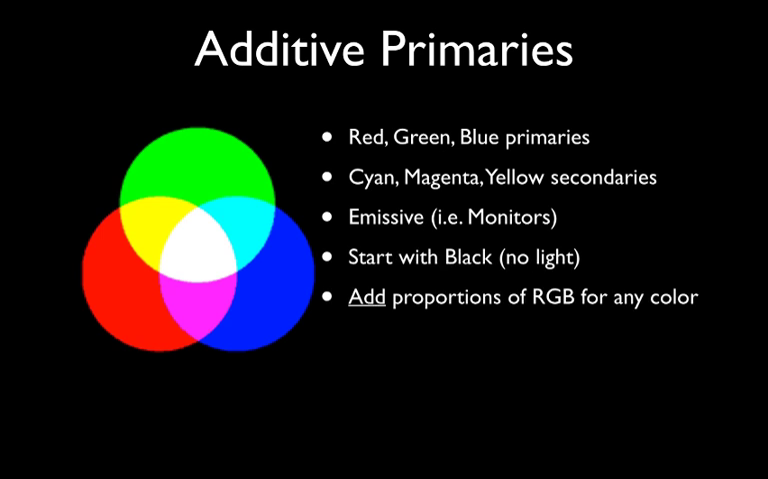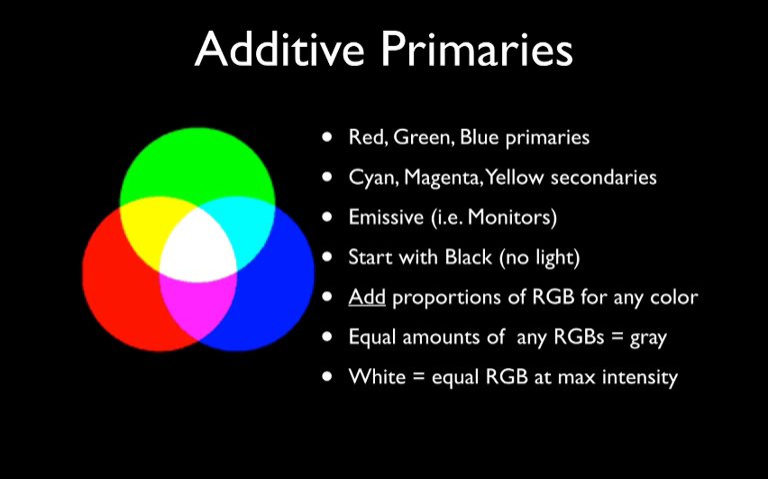So we start with black, no light at all. We add proportional amounts of RGB to achieve any color, just like the little experiment we saw. Different proportions of it will achieve any color. Equal amounts of any RGB will equal a gray by definition.